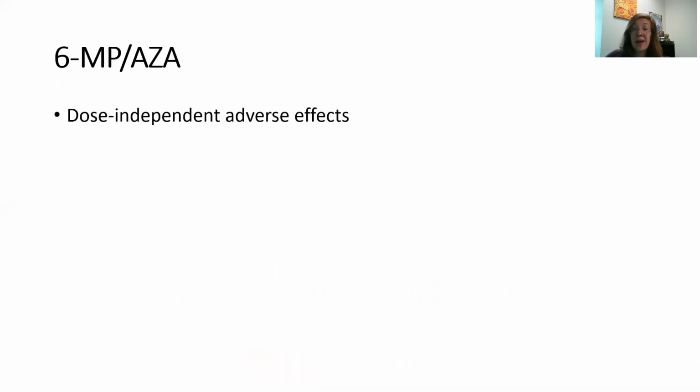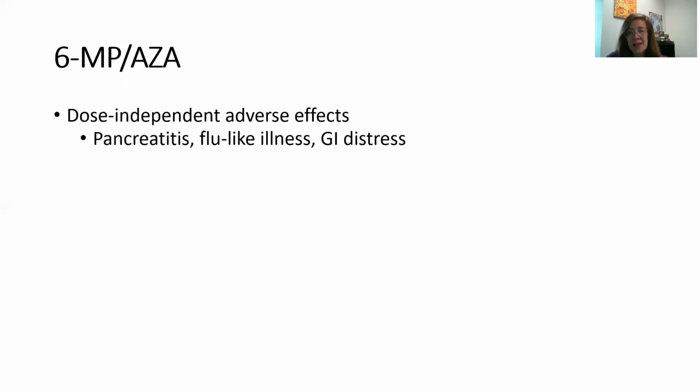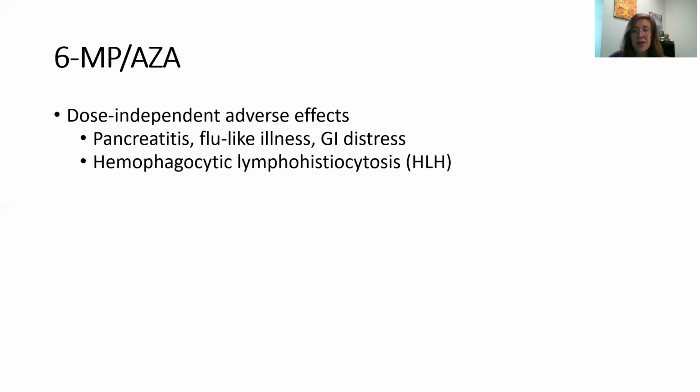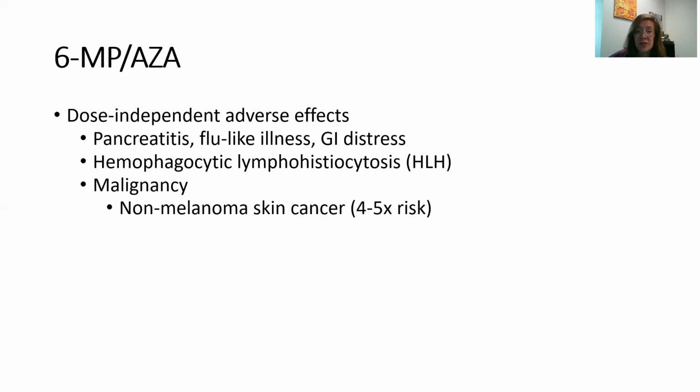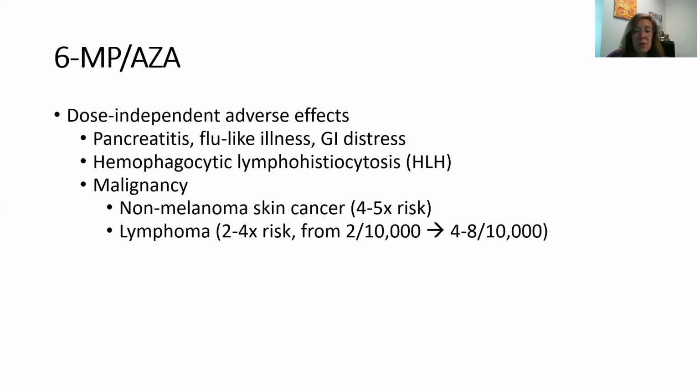In addition to the dose-dependent adverse effects, there are some dose-independent adverse effects to watch out for with 6-MP and azathioprine. Those include pancreatitis, flu-like illness, and GI distress. We can also see an increased risk of hemophagocytic lymphohistiocytosis, or HLH, and some malignancies, including non-melanoma skin cancer, lymphoma, and a very rare but very severe lymphoma called hepatosplenic T-cell lymphoma. Now, these risks are small, but it's important to talk about with your patients as you start these medications.